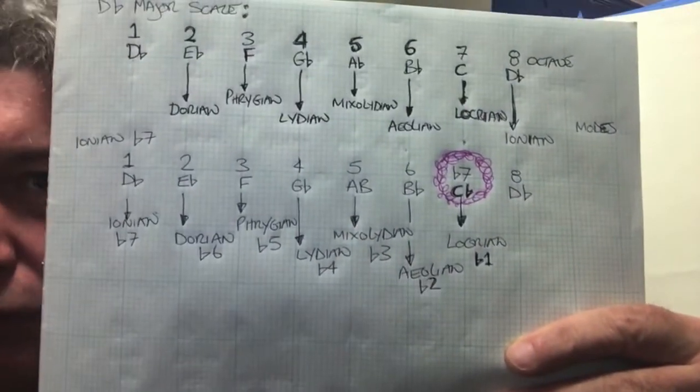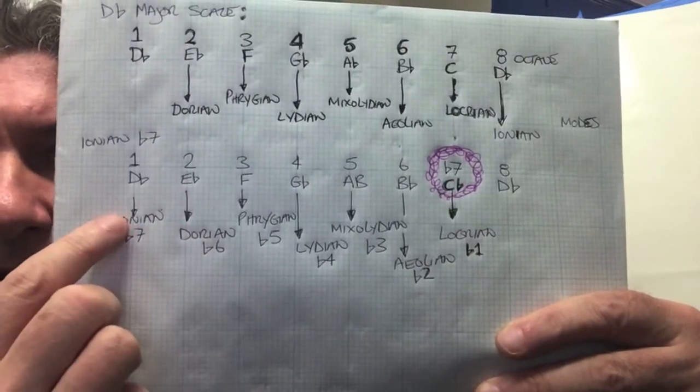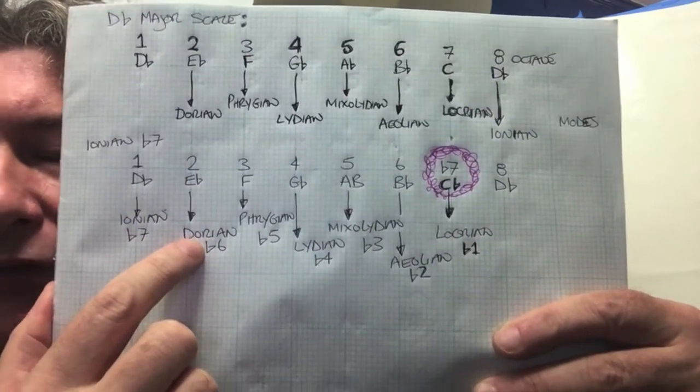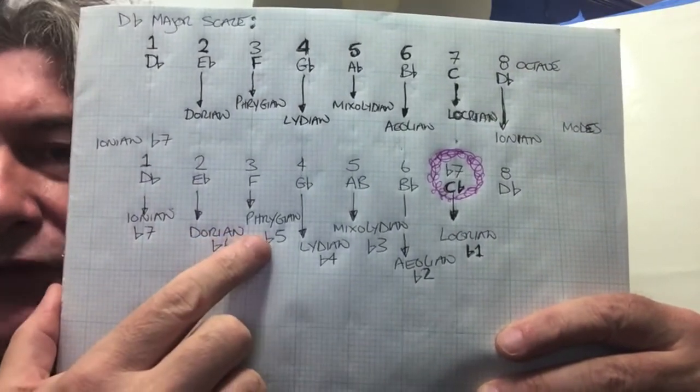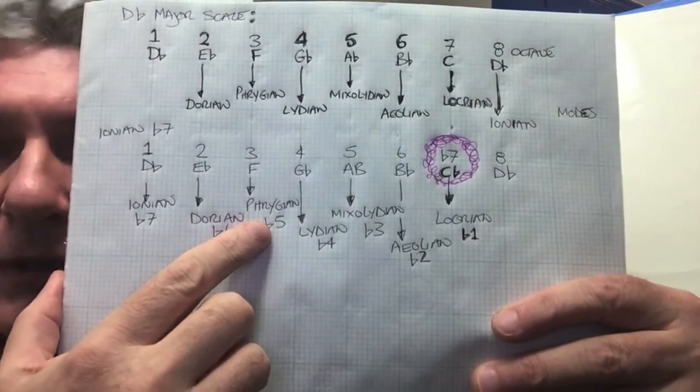Now for me that is quite a big eye-opener. We wouldn't typically do this. If you've got an Ionian with a flat 7, that's a Mixolydian scale. If you've got a Dorian with a flat 6, that's an Aeolian mode. If you've got a Phrygian with a flat 5, that would be a Locrian mode.